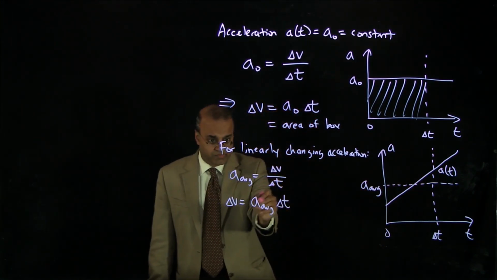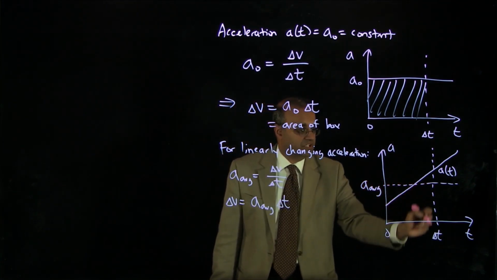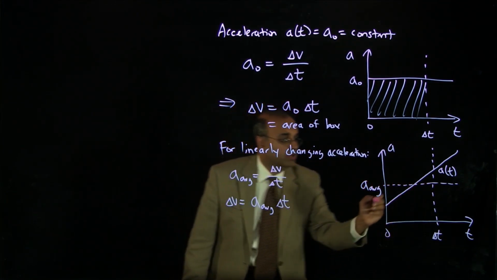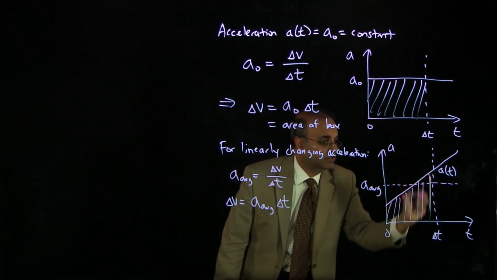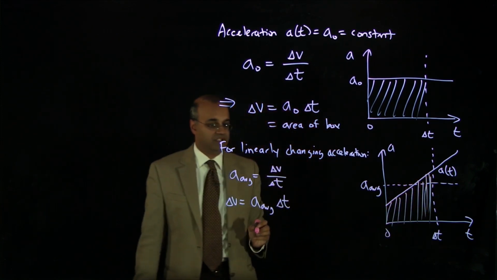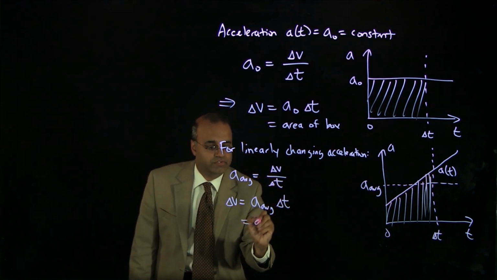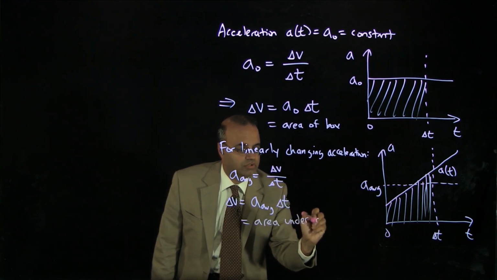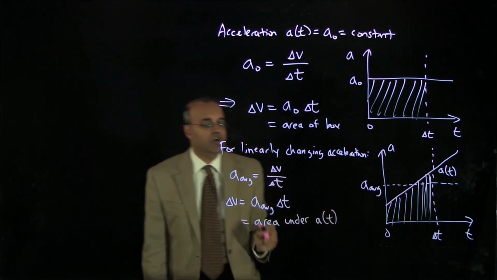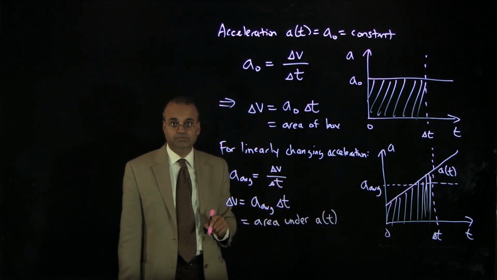We've calculated it as a rectangular area involving the average acceleration, but that's also equal to the area under the time-changing acceleration function. So this is, again, the area under a of t over the time interval delta t.